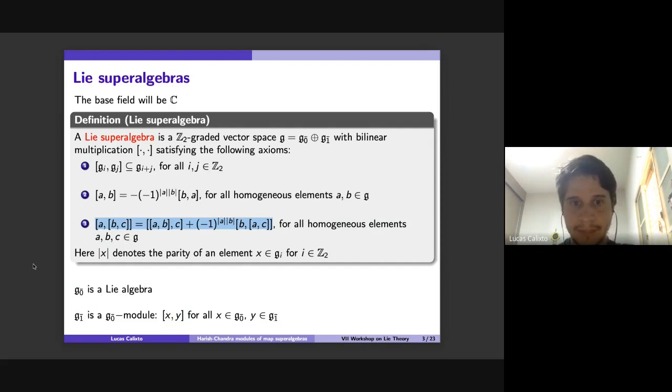Okay, but people that are not familiar with superalgebras can many times think about Lie algebras, and what I'm going to say is going to work just fine. Okay.